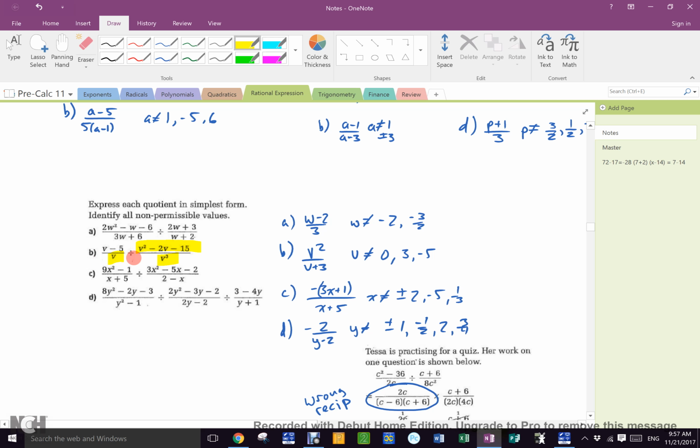So V can't be 0, obviously. When you factor that out, the top one right there, you're going to end up with V plus 3 and V minus 5, right? That's not allowed to be 0. So V plus 3 can't be 0, because if V plus 3 was 0, then whatever this was, it would be 0, right? It should be negative 3 and 5.